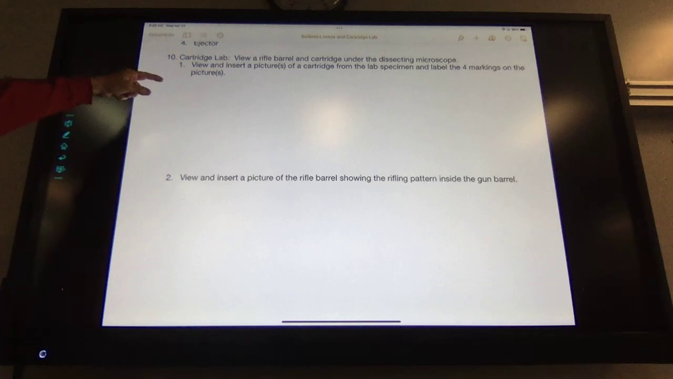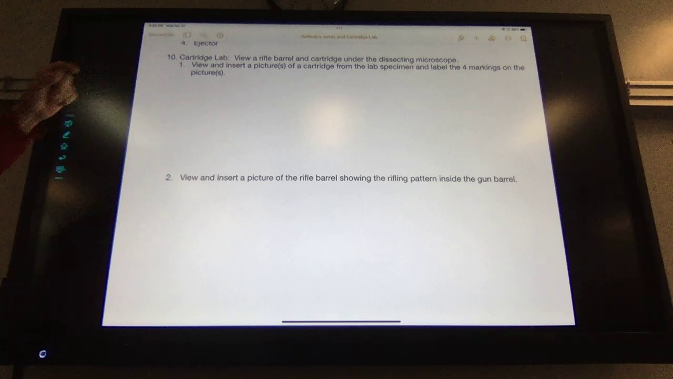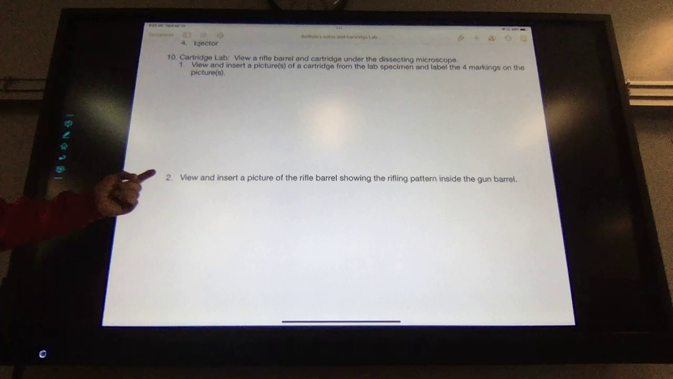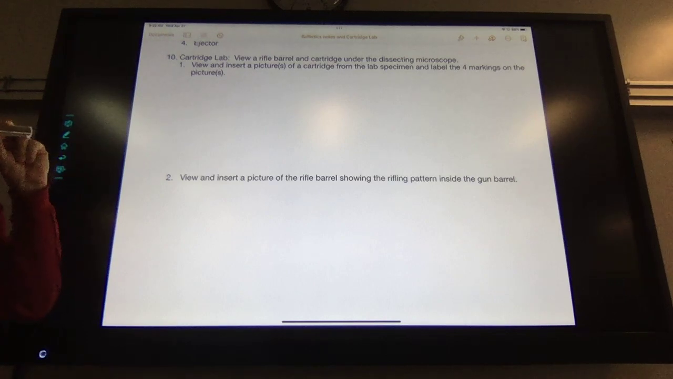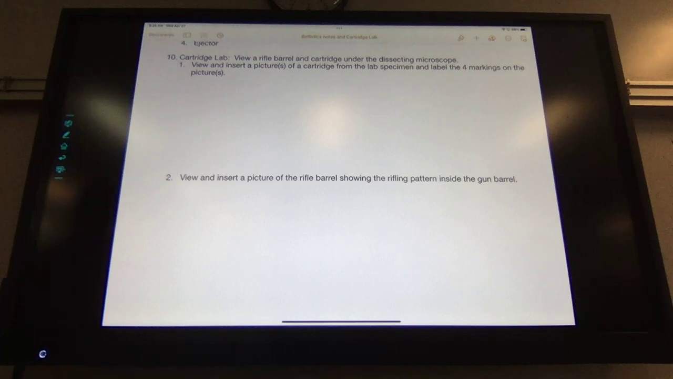So for your lab write-up, you're going to be looking at the cartridge specimen, and I've got them in this little box right here. And also I have a rifle barrel. I've only got one rifle barrel right here, and you have to take a close-up picture of this, and you are identifying the rifling pattern. So the pattern is that it's going to the right or to the left.